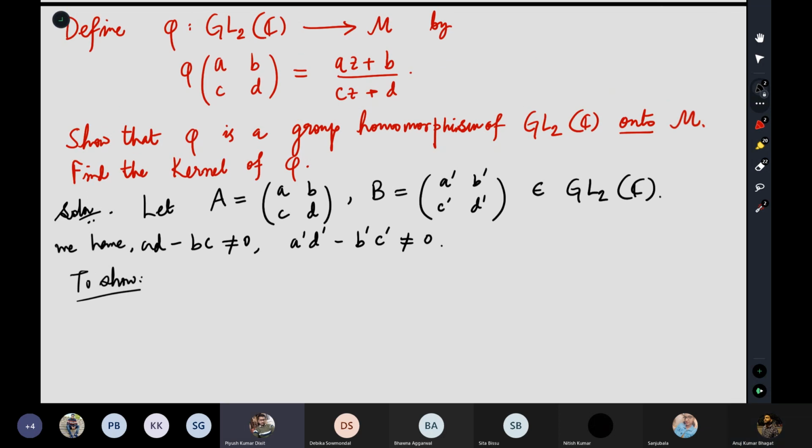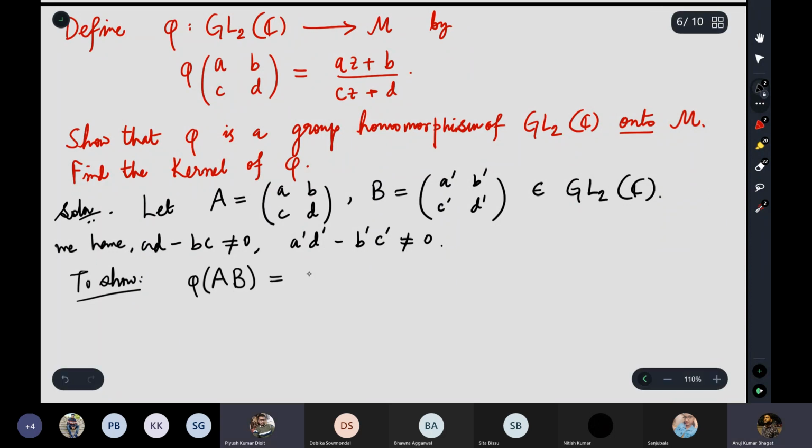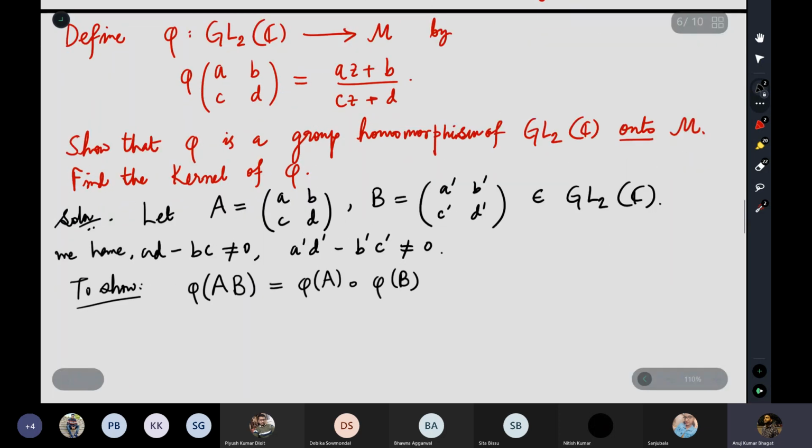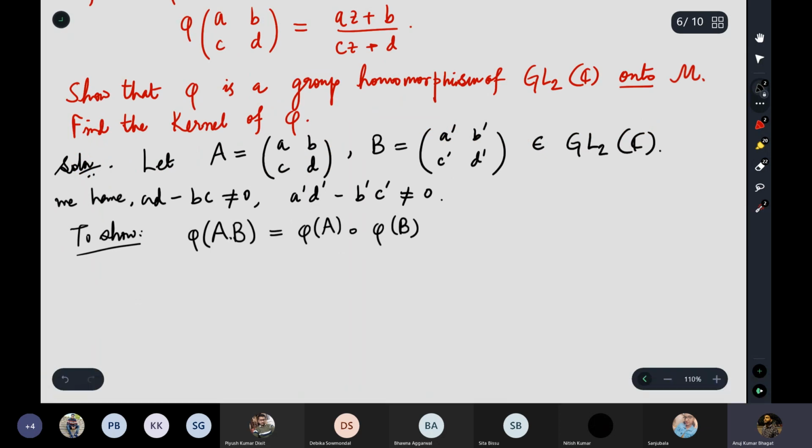First multiply A and B, then calculate phi of AB in terms of that transformation. And this should then be the same as phi of A composition phi of B, because now phi of A is a Mobius transformation and phi of B is a Mobius transformation. So see here, this is the matrix multiplication, and here I have used the composition.